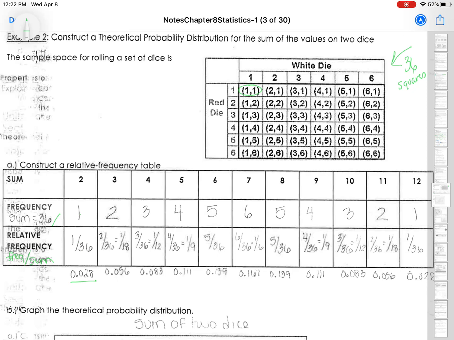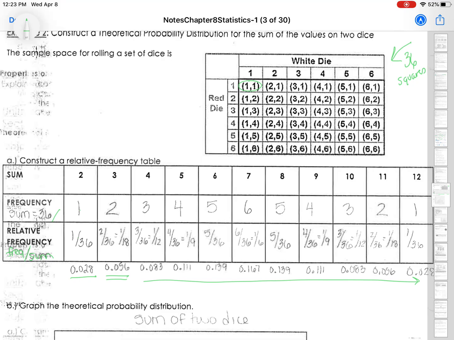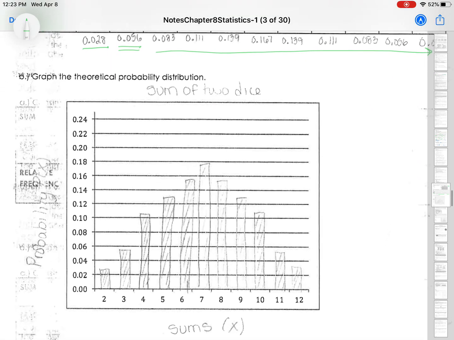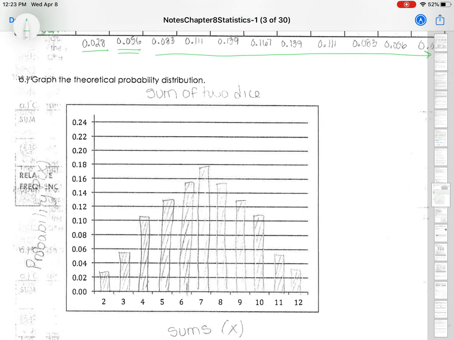Well, the frequency is 1. The sum is 36. So 1 over 36. And then you make that into a decimal. And you go down the line. So for 3, we had 2. So 2 over 36 is 1 over 18, or 0.056. And you go all the way down for all of the numbers, and you get the decimals that are associated with it. So that would be something called a frequency table. It's the frequency over the sum that you're working with.